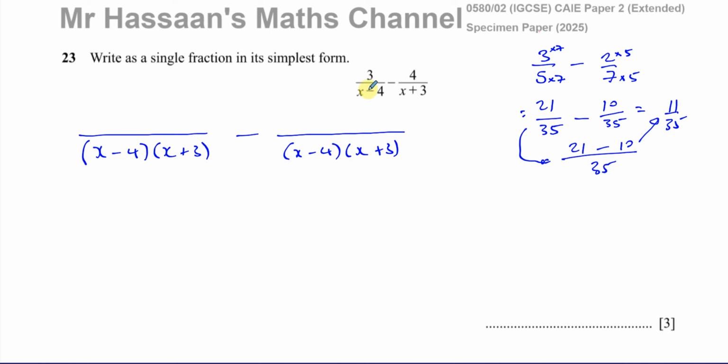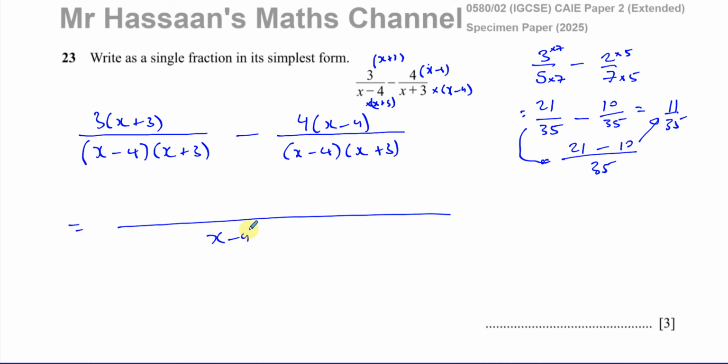What do I have to do to make this become x minus 4 times x plus 3? We'll have to multiply by x plus 3. So I must multiply the top also by x plus 3. So this becomes 3 times x plus 3. And what do I have to multiply this by to give the same thing, x minus 4 times x plus 3? We'll have to multiply by x minus 4. So I multiply the numerator here by x minus 4 also. So I end up with 4 times x minus 4, which then gives us the same denominator, x minus 4 times x plus 3. And then you have these on the numerator. I'm going to write it like this for now so that we don't make a silly mistake.